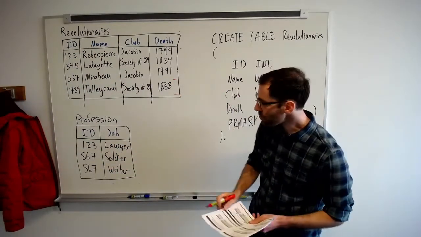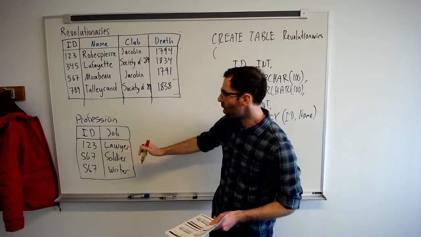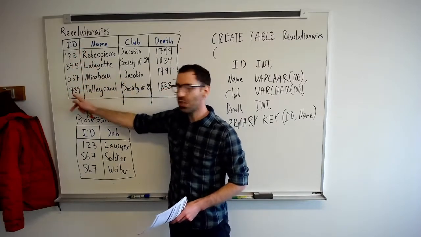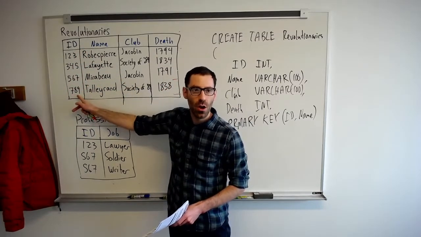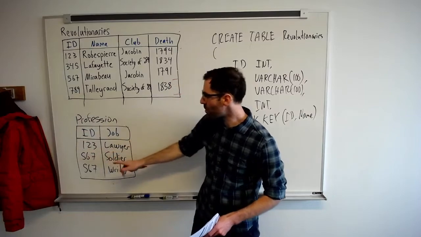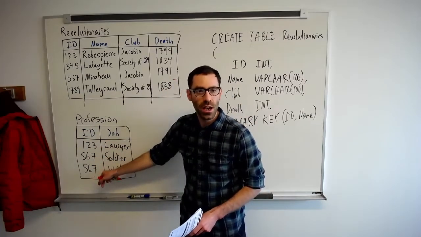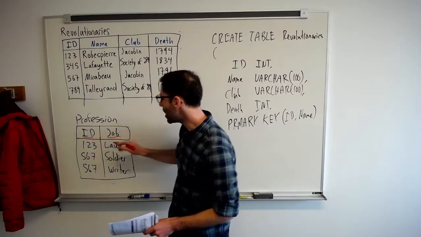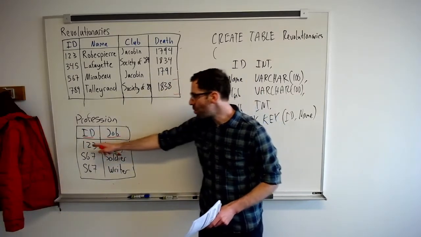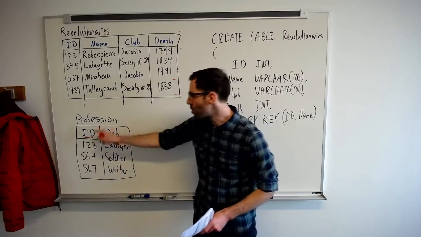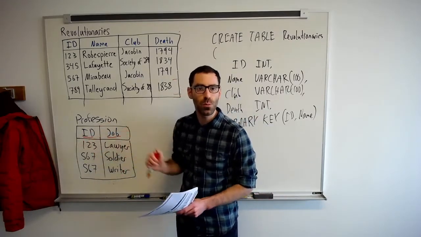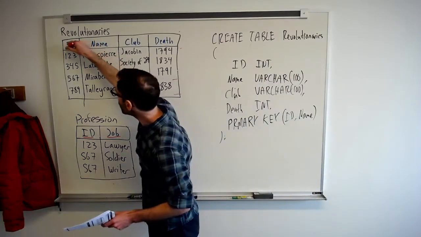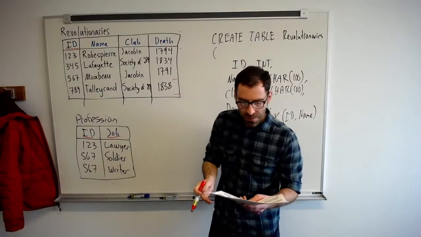Now, one important thing to note is that ID, which was a nice, unique primary key over in our revolutionaries table, when we get to profession, ID is not unique, and so we need to use both ID and job together to uniquely identify the tuples in this table. So we'd have a two-part primary key going on there, whereas for revolutionaries, ID will suffice.